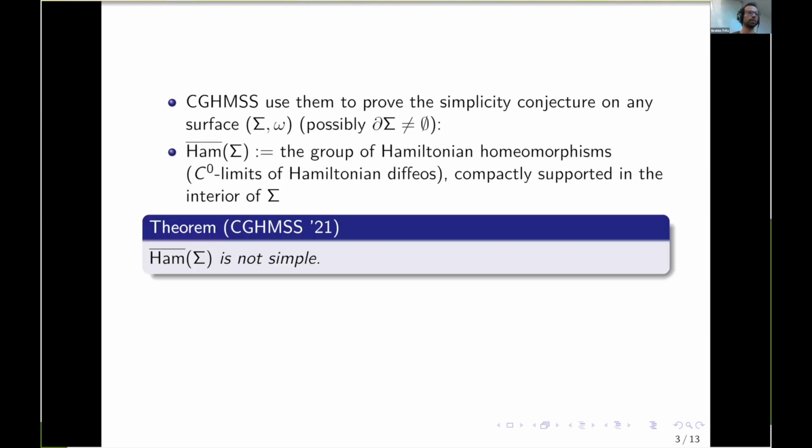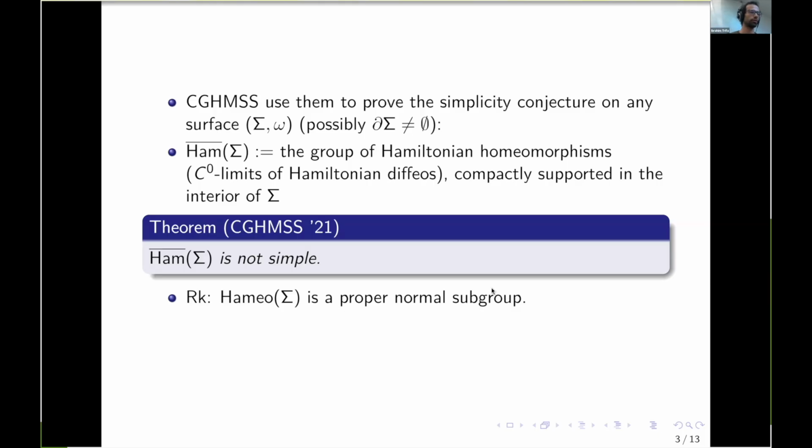So let me explain what this conjecture, or rather this theorem, is. We denote by Ham bar of sigma the group of Hamiltonian homeomorphisms that are compactly supported inside the interior of the surface sigma. Here by Hamiltonian homeomorphism, I mean a C0 limit of Hamiltonian diffeomorphisms. They showed, using those linked spectral invariants, that Ham bar of sigma is not simple. In fact, they showed that the subgroup called Hameo of sigma is a proper normal subgroup.